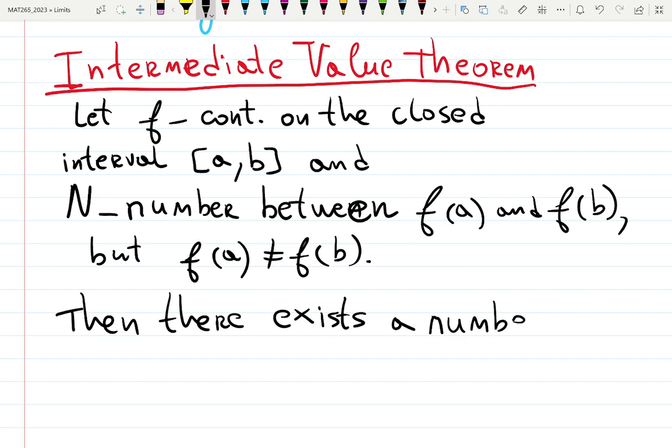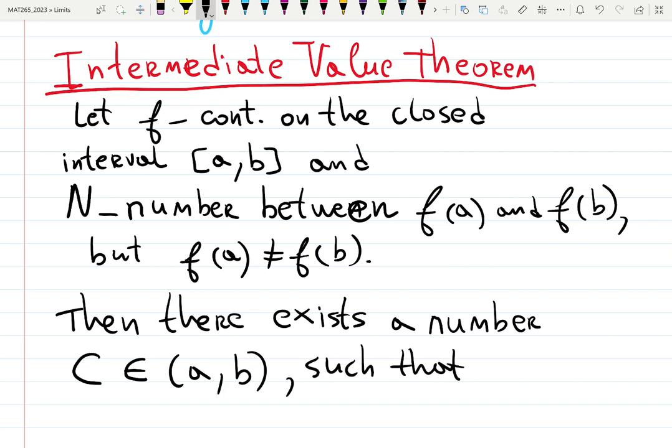A number C that belongs, and then let me see if you remember what that means. C belongs to the open interval A and B. Let me finish writing and then I'll ask you. Such that f of C is n. Super confusing. Who knows what it means? And now I'll explain what it means.